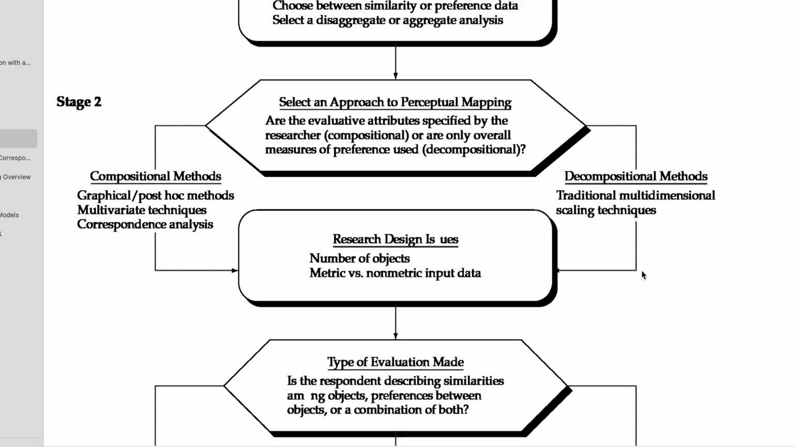Are the evaluative attributes specified by the researcher, compositional, or is only overall measurement of performance used? Decomposition. Compositional method and decomposition method. There are two methods in stage 2. Number 1, the compositional methods: graphical post hoc methods, multivariate techniques, correspondence analysis. And decomposition methods: traditional multidimensional scaling techniques. Research design is used: number of objects, metric versus non-metric data.